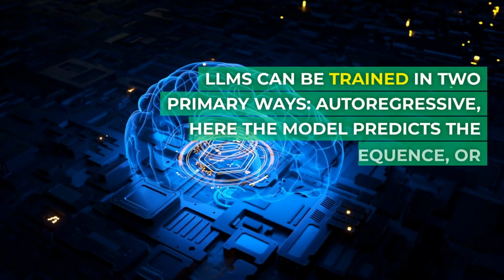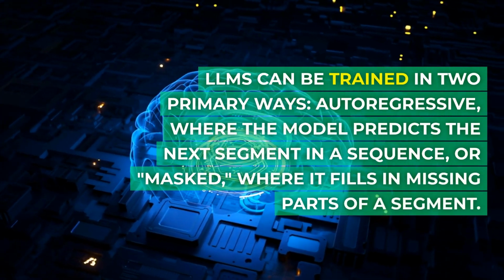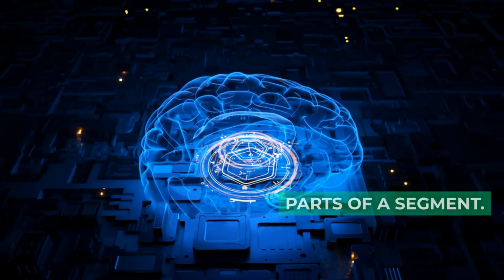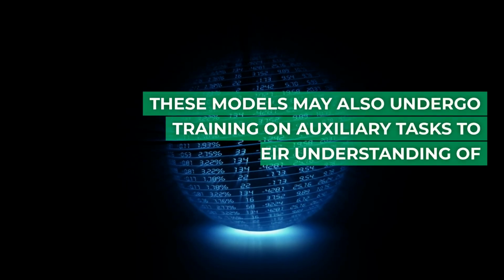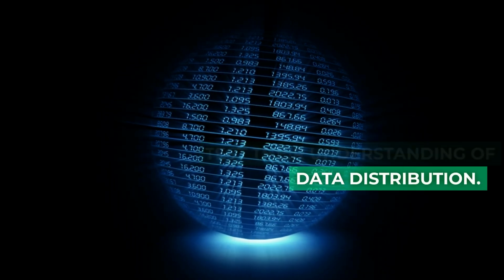LLMs can be trained in two primary ways: autoregressive, where the model predicts the next segment in a sequence, or masked, where it fills in missing parts of a segment. These models may also undergo training on auxiliary tasks to test their understanding of data distribution.